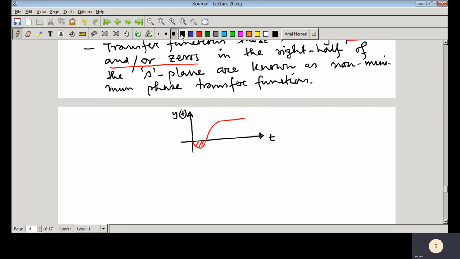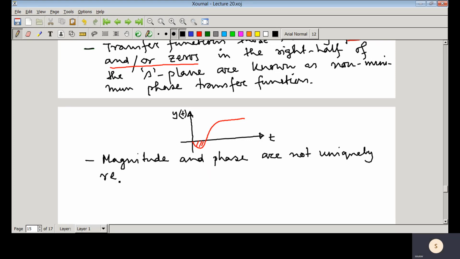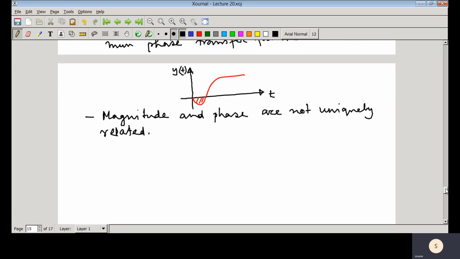And the most important thing is that magnitude and phase are not uniquely related. This thing we'll be discussing now. What is the meaning of that?